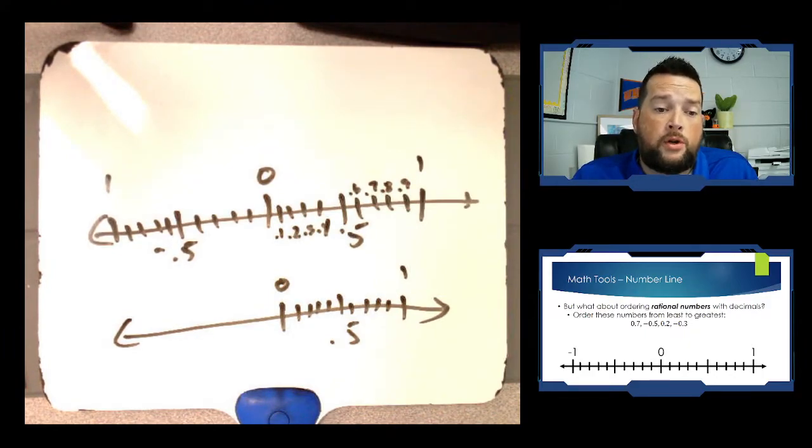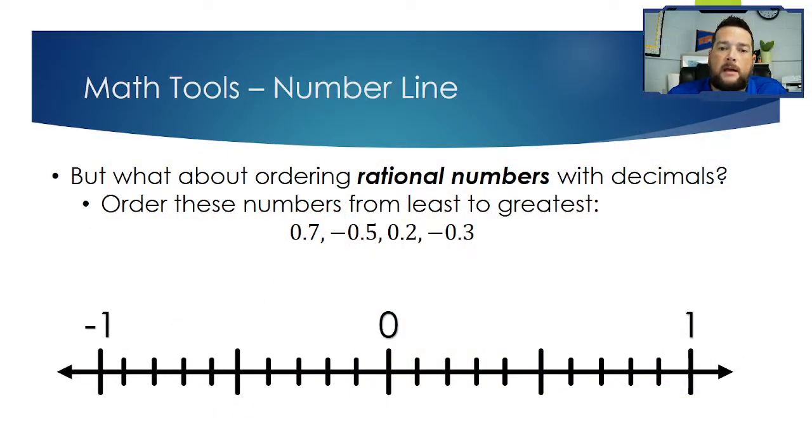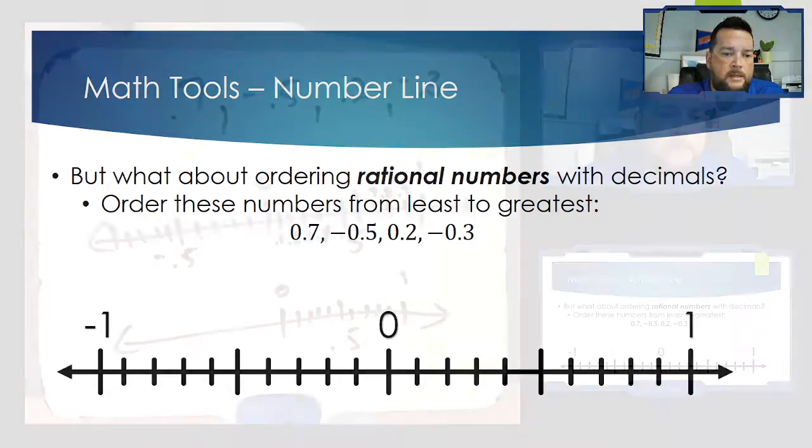When you do that, it's really easy to go back and plot your numbers on the number line. We have 0.7, -0.5, 0.2, and -0.3. I could call that 7 tenths, -5 tenths, 2 tenths, and -3 tenths.